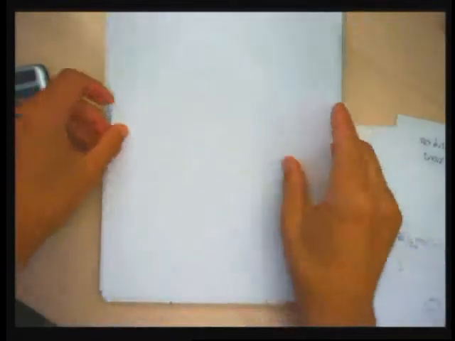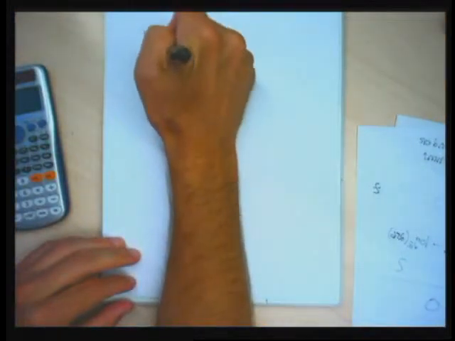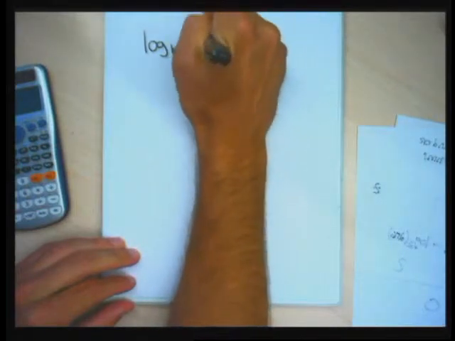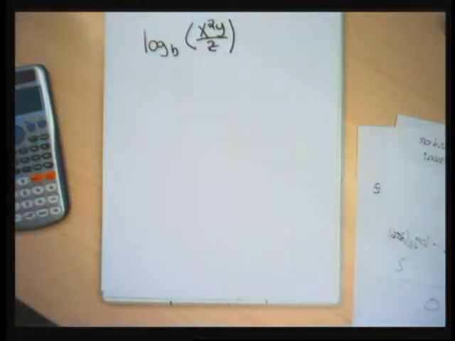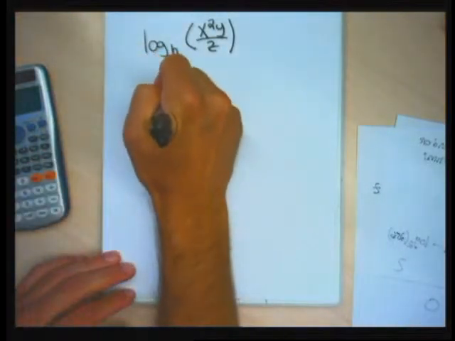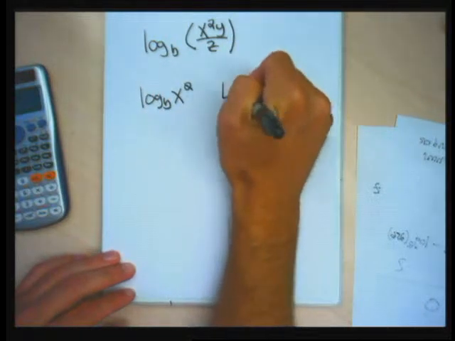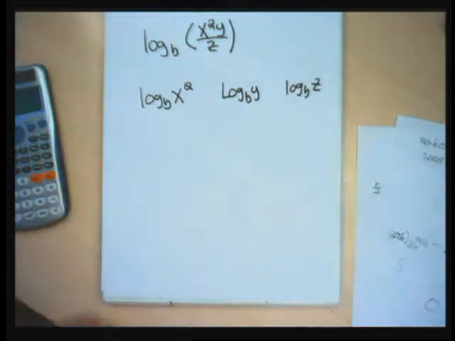I'll do a problem with some letters just so you can get a vibe for how it's going to be when we get to the packet. So in the packet, I might see something like this: the log base b of x squared y over z. And I'll be asked to expand into a sum or difference of logs. That's going to imply that I want one logarithm for each letter. So I'm going to have 3 logarithms. All are going to be base b. One's going to have an x squared. The other's going to have a y. And the third is going to have a z. I just have to decide on the signs.